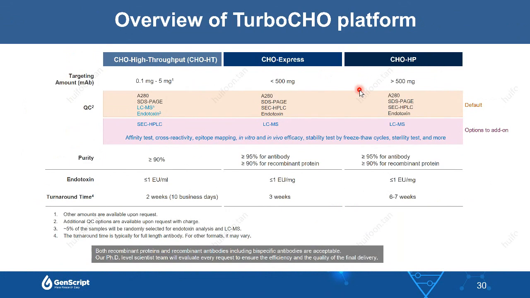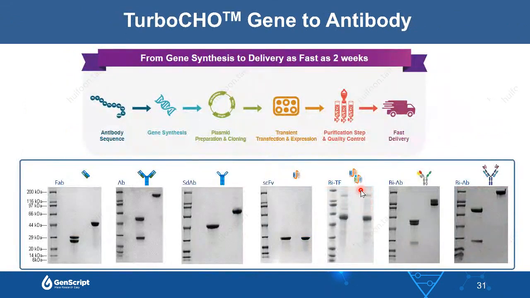On this platform, we are able to accept all kinds of proteins and antibody formats. Our PhD expert scientist team will evaluate every request from our clients to ensure the efficiency and quality of the final delivery. What customers need to do is just provide us with the antibody sequence or protein sequence, and we can do everything from gene synthesis, codon optimization, and plasmid construction, to transfection into TurboCHO, and then go through purification and QC check. Ultimately, we can deliver the antibodies and proteins in a very short turnaround time.